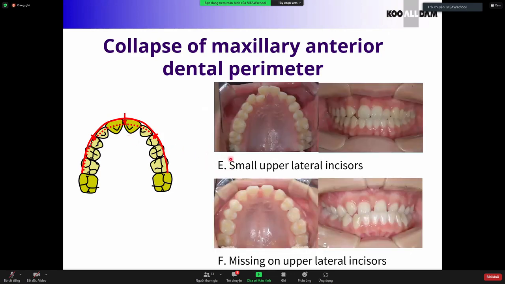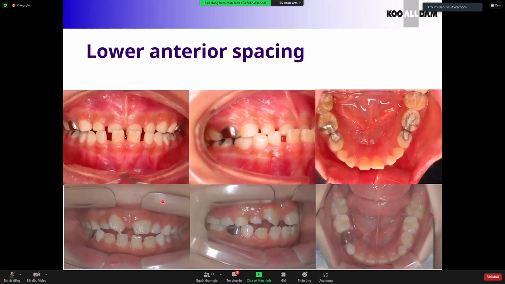And also we can see E, small upper lateral incisors and/or missing upper lateral incisors. And we should also check the lower anterior spacing. You should remember this is an abnormal situation.